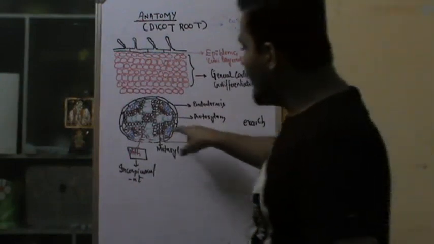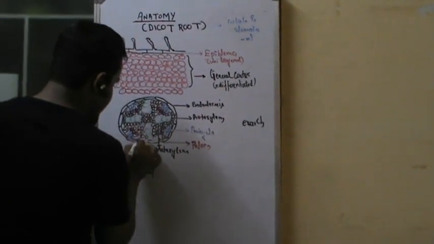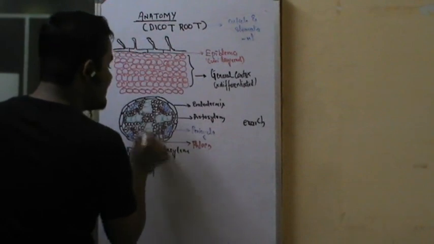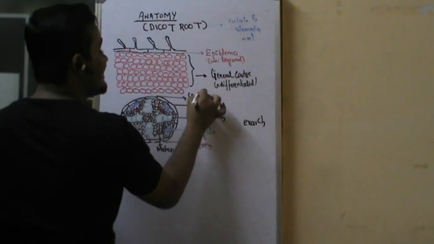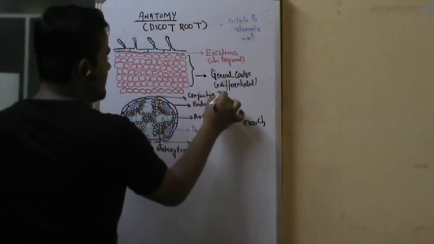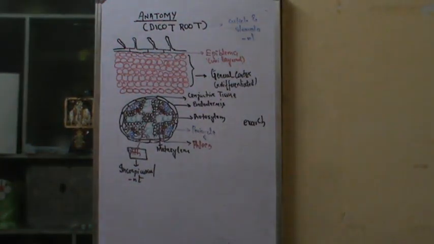The cells, these black cells that are made, have a special function. We'll discuss them. And these cells make a special tissue, that is something which we call the conjunctive tissue. That is something which is very important, and you have to remember. These black cells together make a tissue, that is the conjunctive tissue.